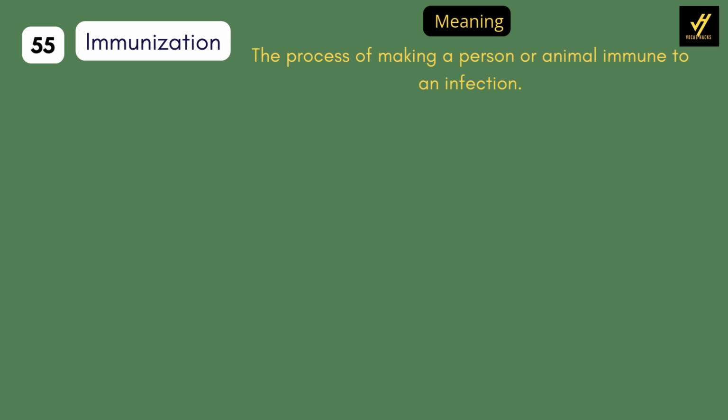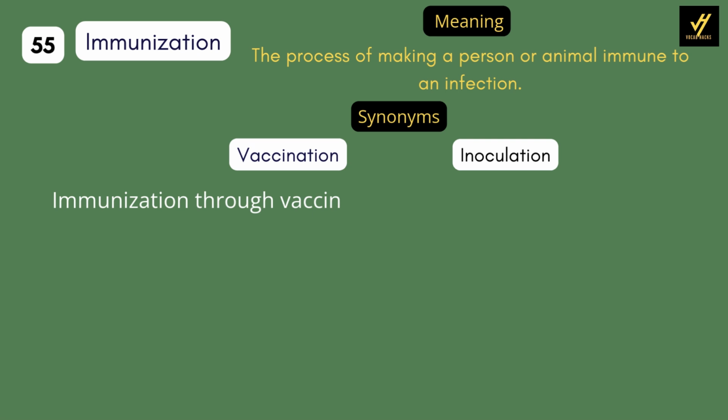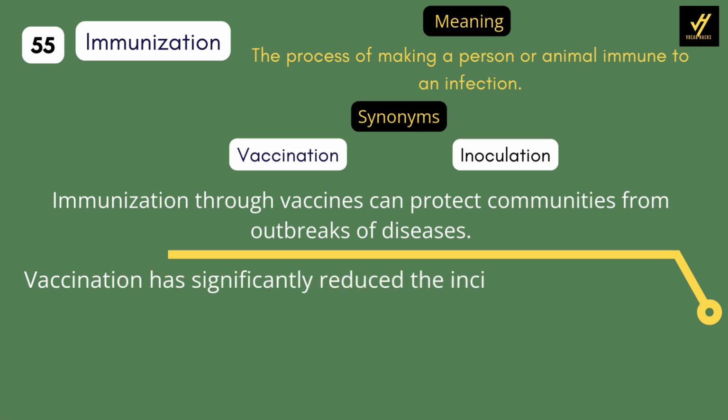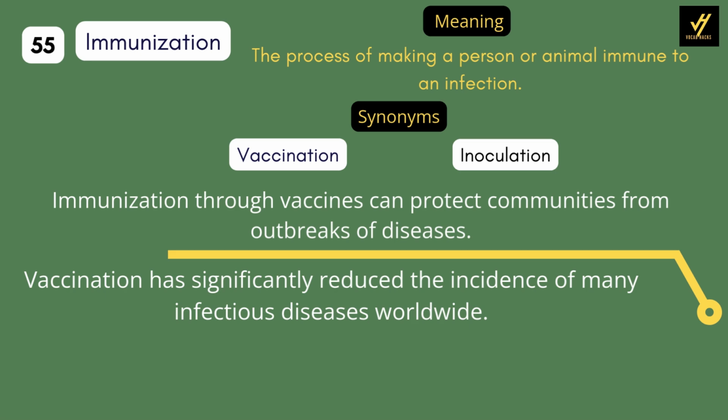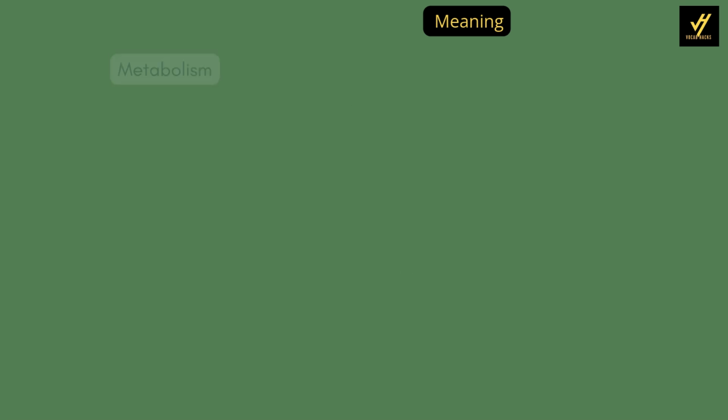Immunization, the process of making a person or animal immune to an infection. Vaccination, inoculation. Immunization through vaccines can protect communities from outbreaks of diseases. Vaccination has significantly reduced the incidence of many infectious diseases worldwide. The inoculation process is a key public health strategy to prevent illness.